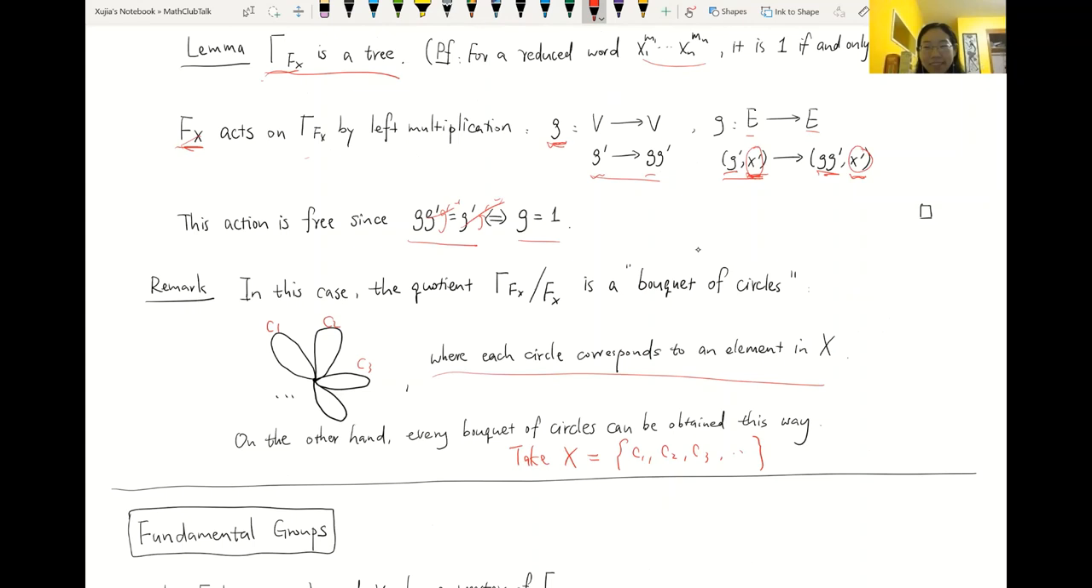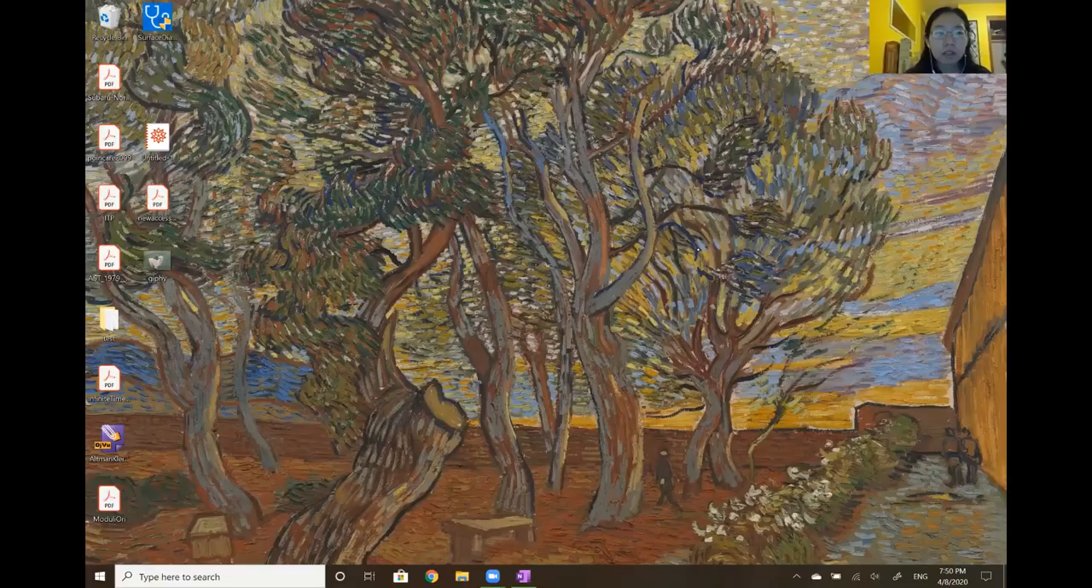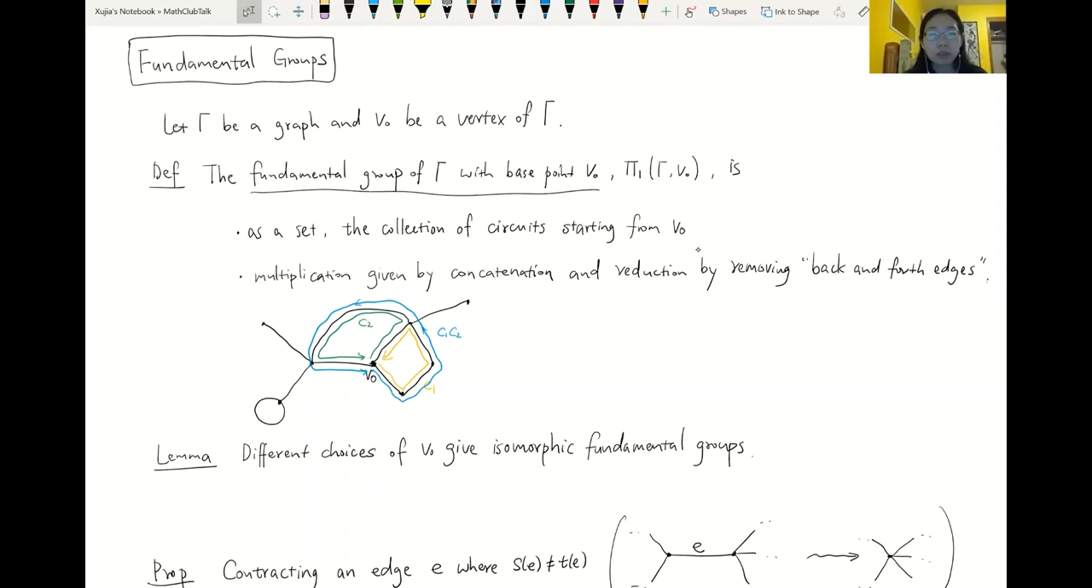I'm going to define the fundamental group of a graph. If we have a graph and we have a vertex V naught of this graph, we can define the fundamental group of this graph with base point V naught, denoted by pi 1 of gamma, V naught, as follows. As a set, it's a collection of circuits which start from V naught. And the multiplication is just given by concatenation and reduction, by removing those back and forth edges.